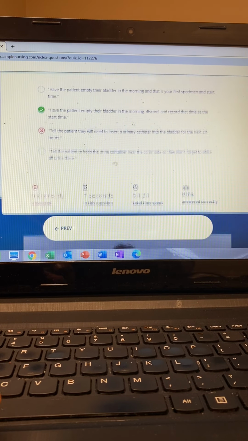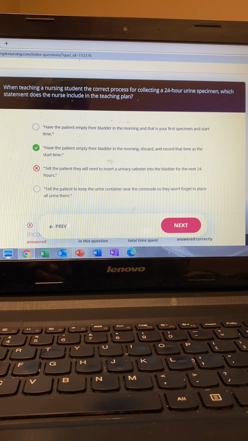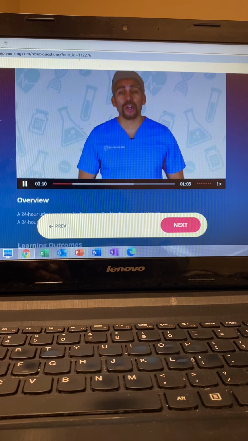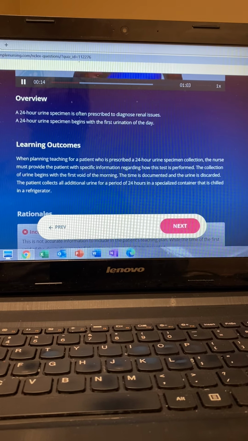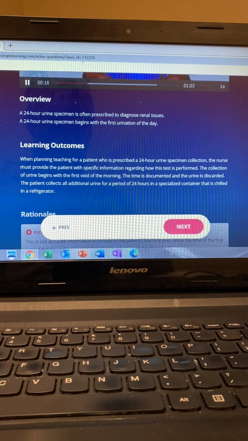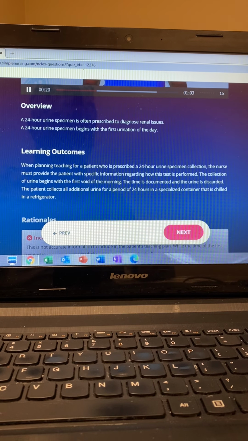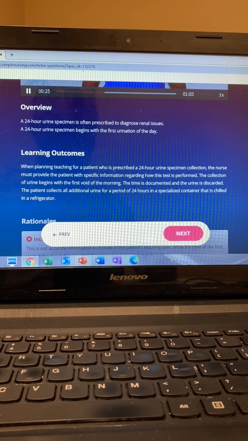Now using our 3 steps, let's break this down. This question is asking for statements to include in the key problem, teaching a nursing student about a 24-hour urine specimen. So before looking at the options, we're already thinking we need to start the 24-hour urine in the AM, we need to waste the first void, and it's all in one bottle. So the solutions we're looking for are the correct teaching about this procedure.